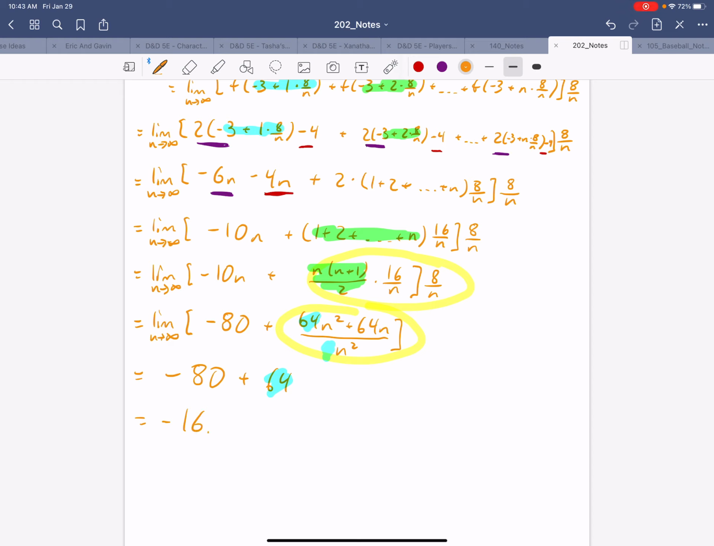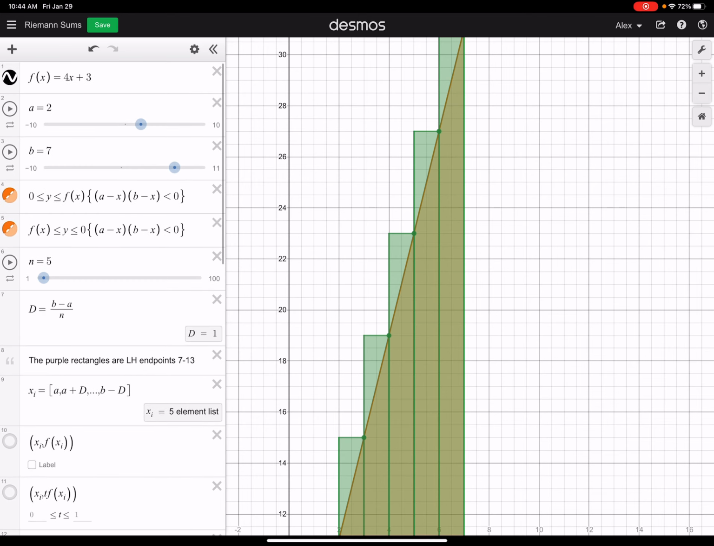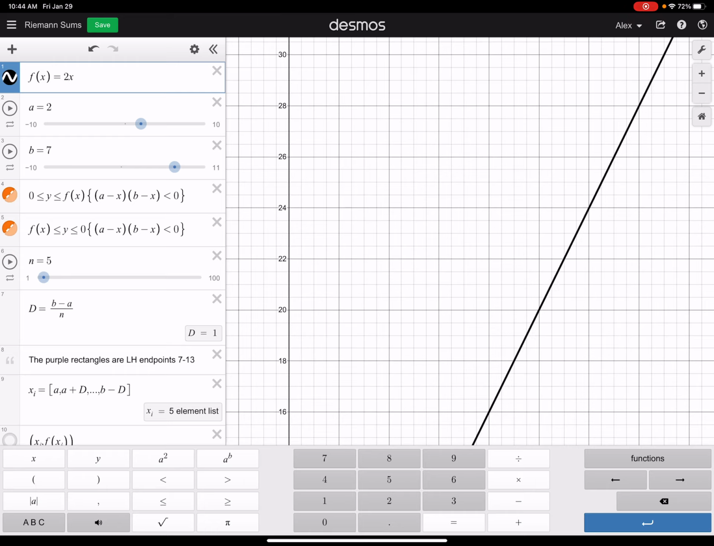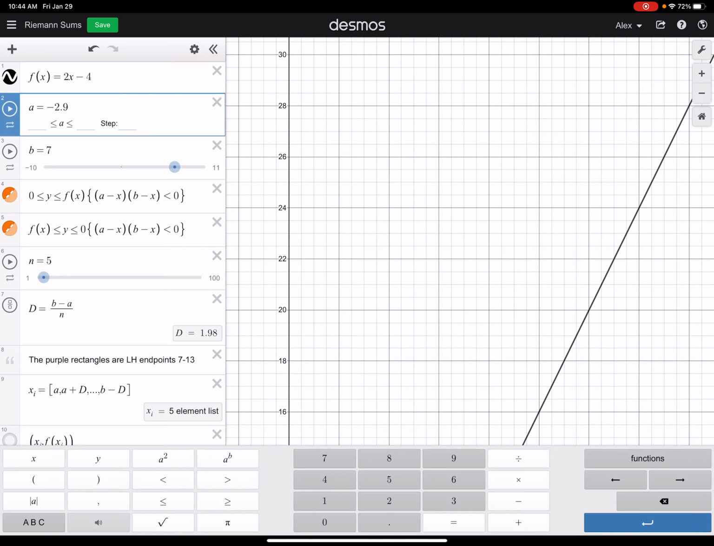And remember, that is a fine answer because we're talking about the net area under a curve. So this curve seems to dip below the x-axis, at least for part of the time, on negative 3 to 5. And maybe if we go to Desmos and take a look, we can verify that. 2x minus 4 from negative 3 to 5.